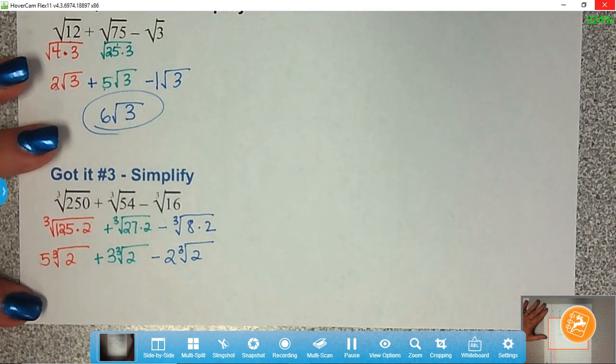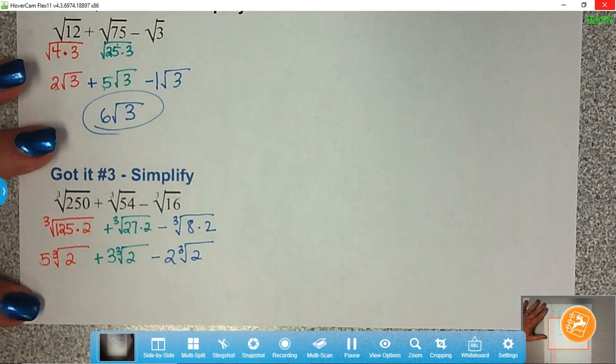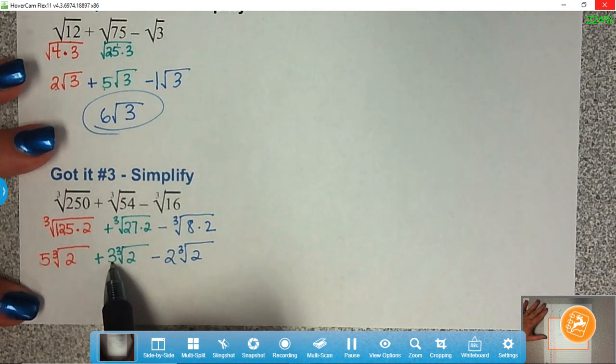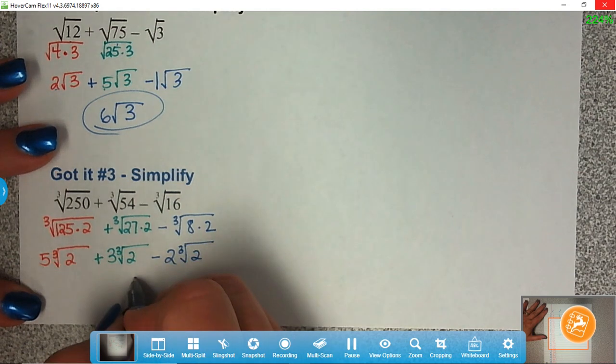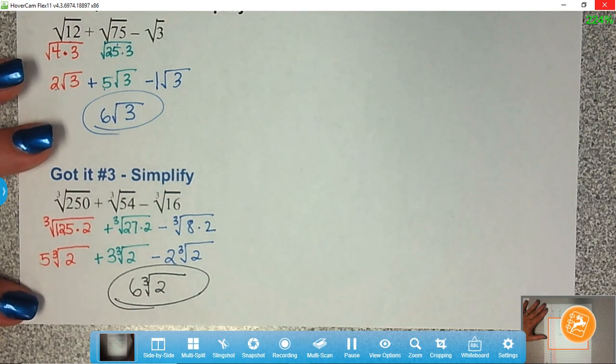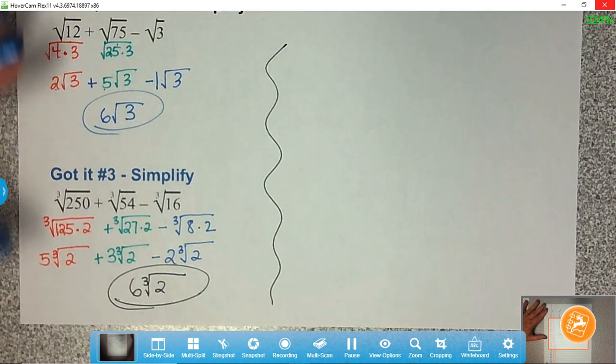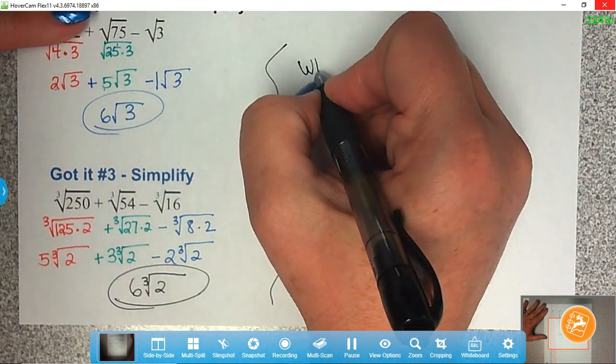Now, all of my radicals are cube roots of 2, so they are like radicals. Add and subtract your coefficients. 5 plus 3 is 8, minus 2 is 6. Keep your cube root of 2, and that is your final answer. Now, I'm going to put another one over here to the side, and this is my what if.